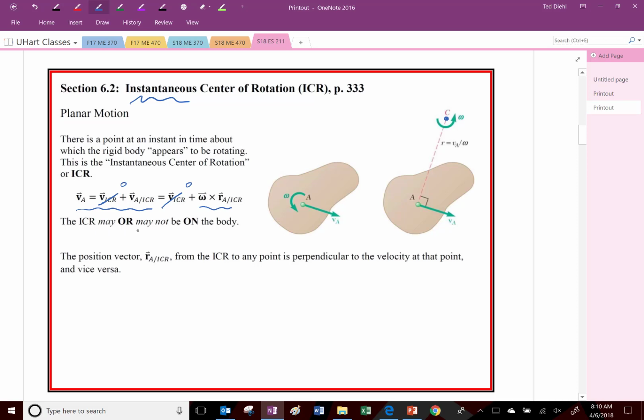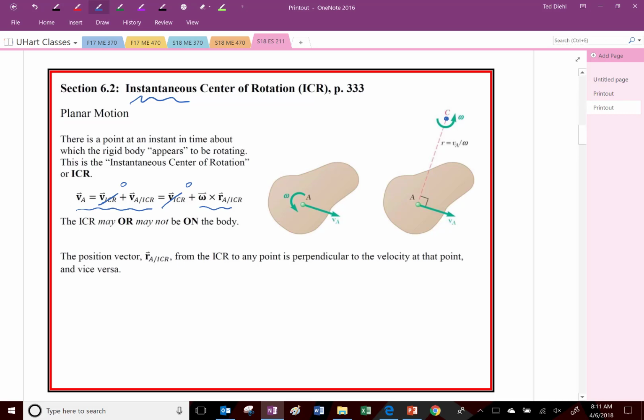Now, this point doesn't necessarily have to fall on the body, and it doesn't have to be not on the body. It can be somewhere off in space, or it can land somewhere on the body. So once we find this instantaneous center of rotation, we can find velocities all over the place, which makes it very convenient.